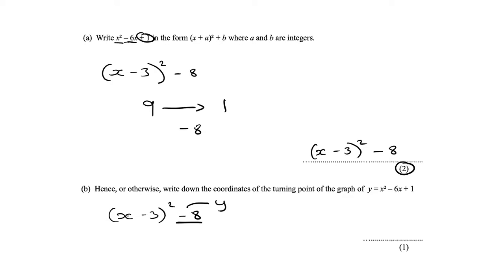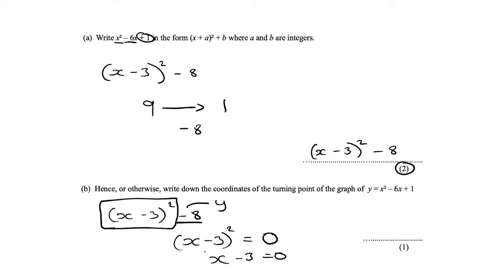Now we need to work out the x coordinate, and to do that, we're just going to make this part equal to 0. So x minus 3 all squared is equal to 0. X minus 3 is equal to 0. As we've done the opposite on both sides, we're squaring over here, so we're going to square root on this side. And then we're going to add 3 to both sides to get that x is equal to 3. So x is equal to 3 and y is equal to negative 8. What are the coordinates? The coordinates are 3, negative 8. And that's going to give you 1 mark.